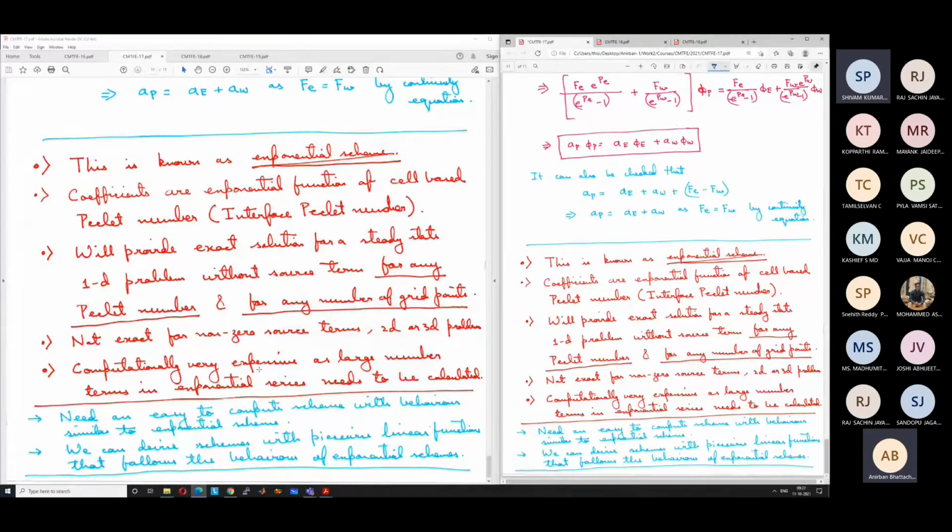And we will see two schemes today. These are very widely used. One of them, the power law scheme, is very widely used. Okay. Without going into too much detail, we will just see them. And these schemes are actually very accurate as well as computationally not as expensive as exponential scheme.